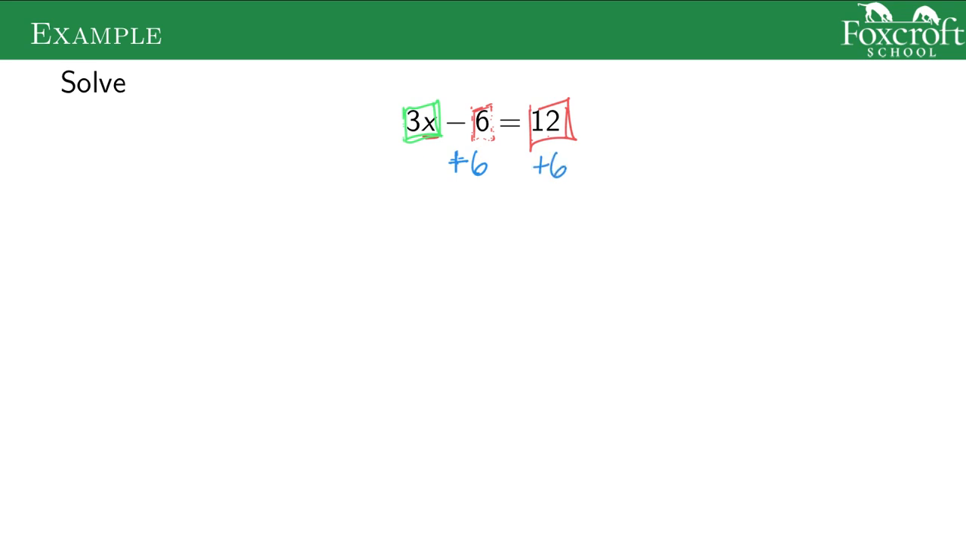Now on the left-hand side, because these cancel, I just get 3x. On the right-hand side, I have 12 plus 6 is 18. And now I want to get rid of this 3 because I want the x all by itself. How do I get rid of the 3? Right now it's being multiplied by x, so I divide both sides by 3. And now the x is by itself, and 18 divided by 3 is 6. All right, so our final answer is x equals 6.